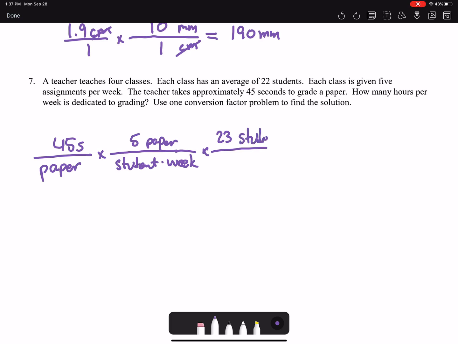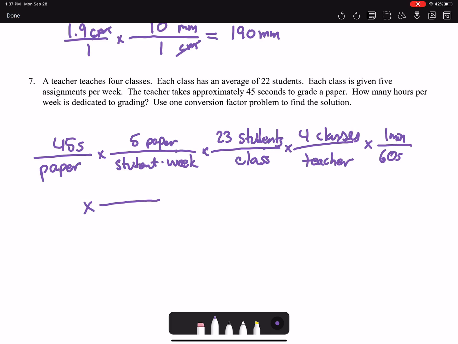Students per class, right? So the students cancel out. And there are 4 classes per teacher. Okay, and we're going to keep going here. We have 1 minute and 60 seconds. And then we go to hours from there. So we're going to bring it down here. We have 60 minutes per hour.